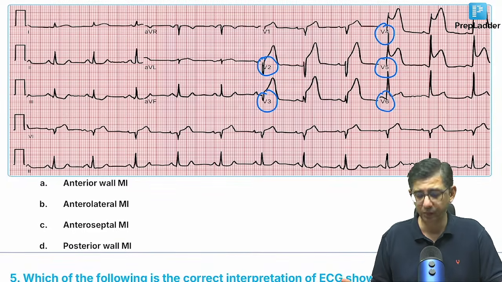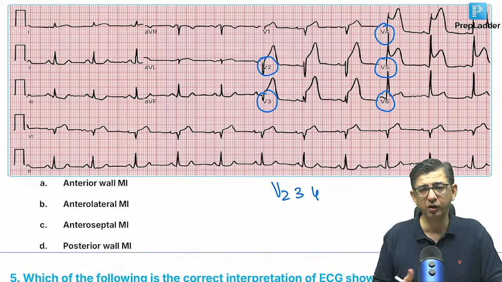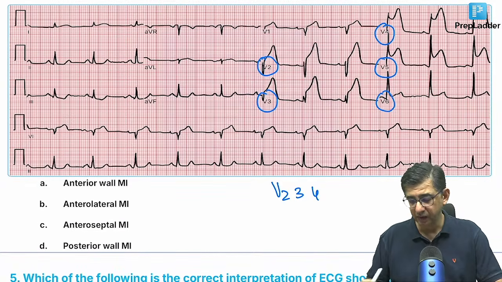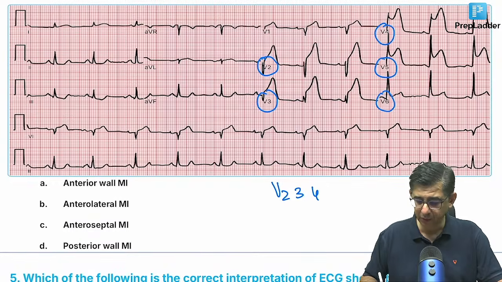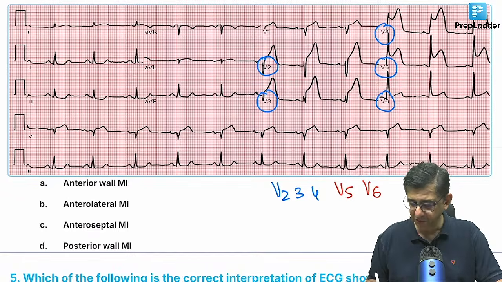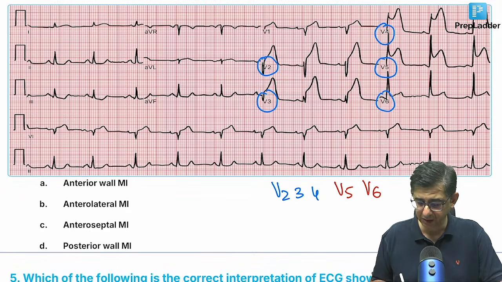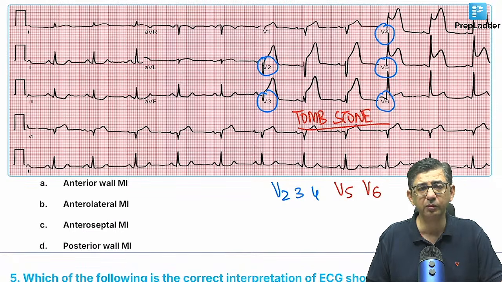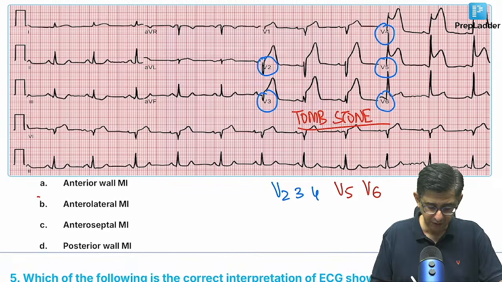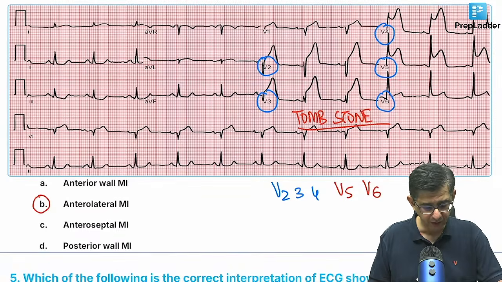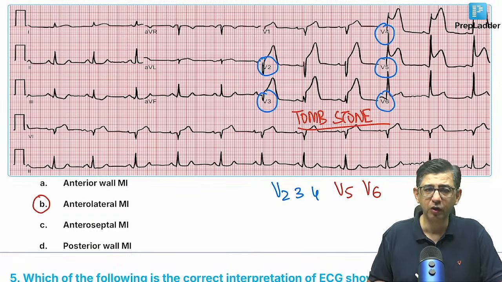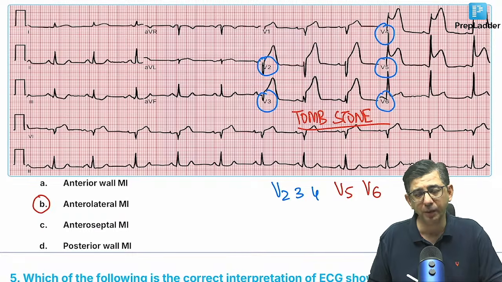Why anterolateral? Because the changes in anterior wall MI would be anything between V2, V3, V4 along with lead 1 and AVL. But in this case, the additional thing is that the ST segment changes are found in V5, V6 as well. And the ST elevation here has that very classical tombstone pattern. We might even call it a party sign. So this would be anterolateral myocardial infarction in contrast to an anterior wall myocardial infarction. Yes, that convexity part is understandable. Along with that, we might also use the word tombstone or party sign for this.